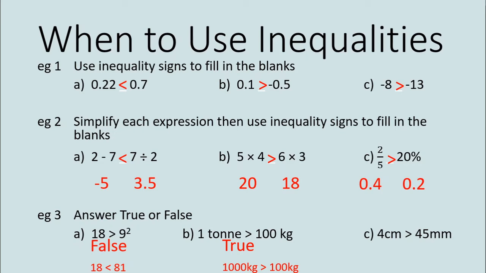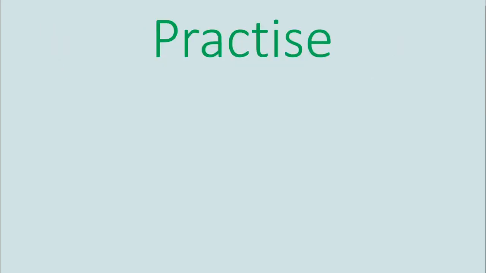Finally, 4 centimeters. Is that greater than 45 millimeters? Keep in mind you've got centimeters and millimeters on your ruler. There are 10 millimeters for every centimeter. So 4 centimeters is 40 millimeters. So that one's false. Time for you to get some practice in.